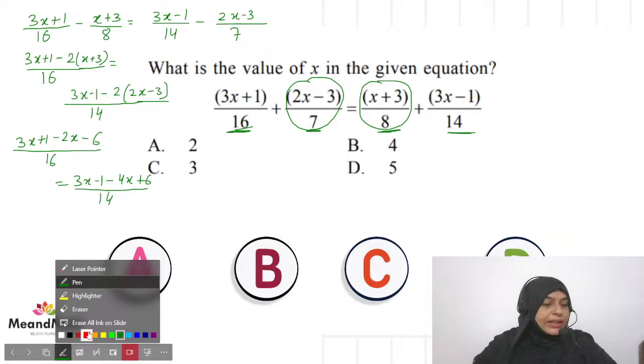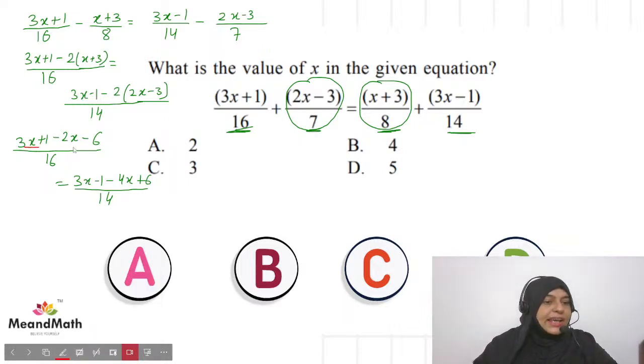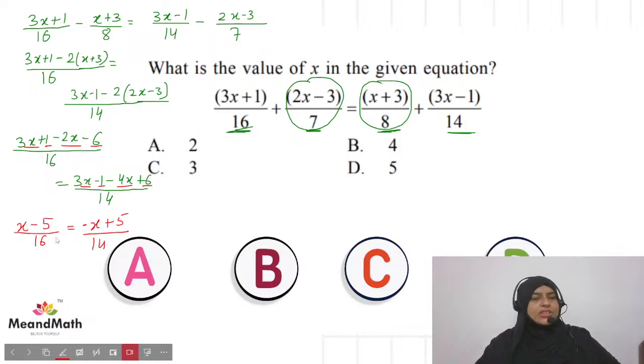Now, you can see here, just a minute, the like terms. We need to take like terms together. So it is 3x and 2x: 3x minus 2x is x. Then 1 minus 6: minus plus is minus, but the sign is always of the greater number. So it is minus 5 divided by 16, equal to 3x minus 4x. So 3 and minus 4, it is negative x. Minus 1 plus 6 is plus 5, divided by 14. Correct? Now simply solve it.